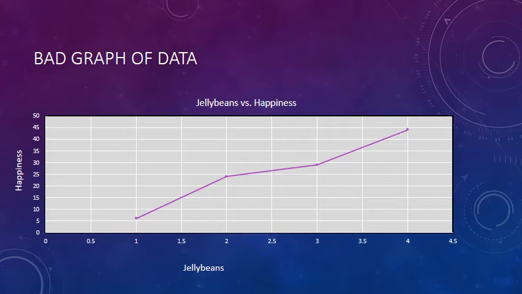But the thing that makes this not a good graph is that line that's connecting all of those data points. That line actually has no real physical meaning at all. It doesn't make any sense that your happiness is going to go up a lot more between 1 and 2 jelly beans than it does from 3 to 4. So I would call this a bad graph of the data because I don't want to see that line connecting my data points.